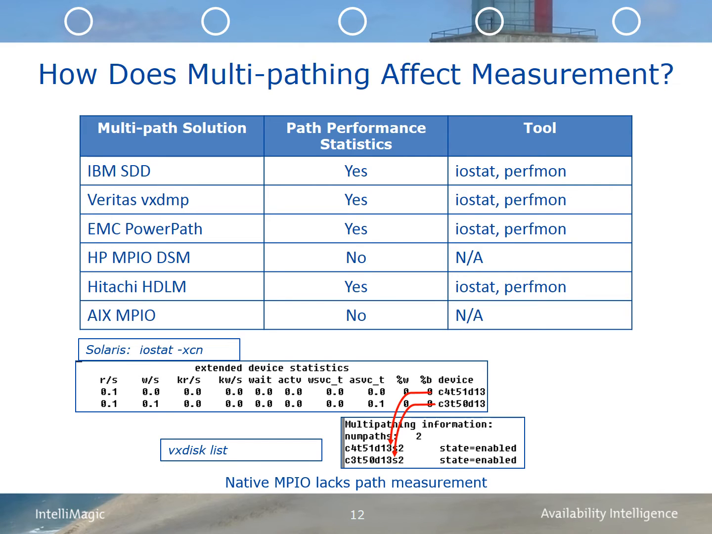This table summarizes the ones where you can get the information for, and unfortunately, as we move forward, you're going to see less and less visibility into the individual paths.